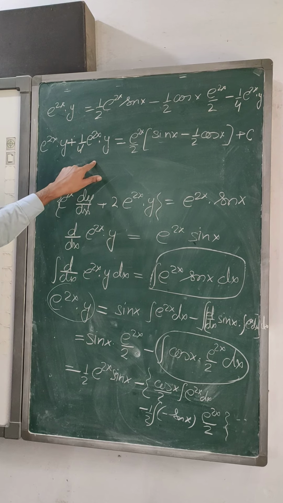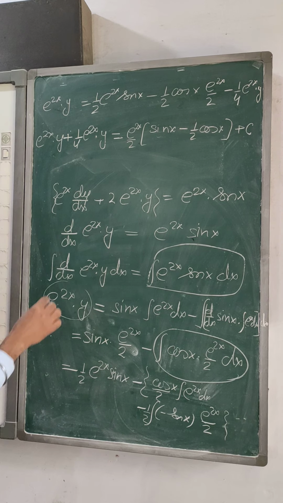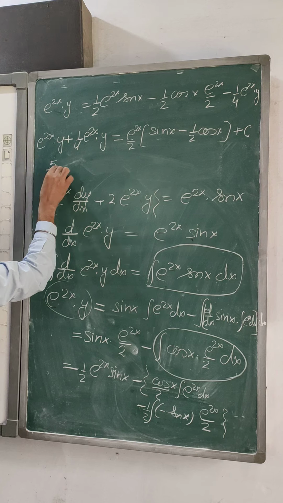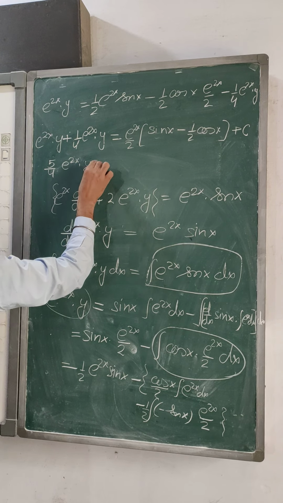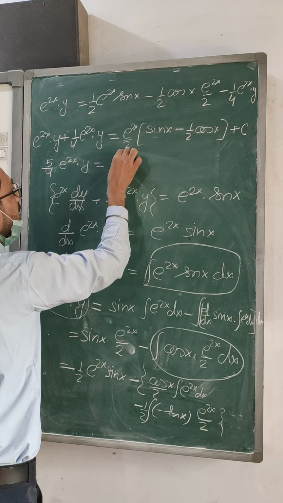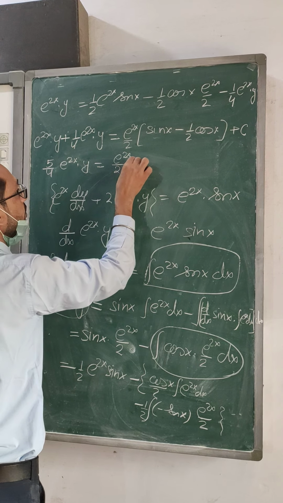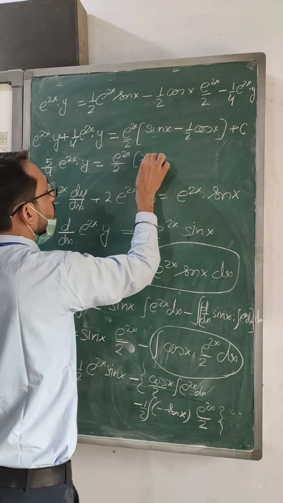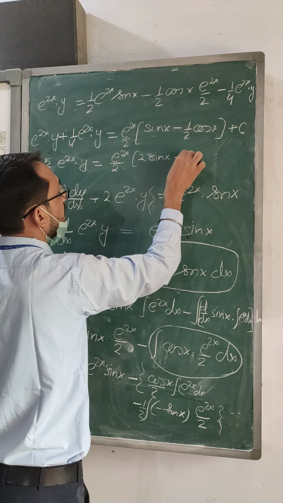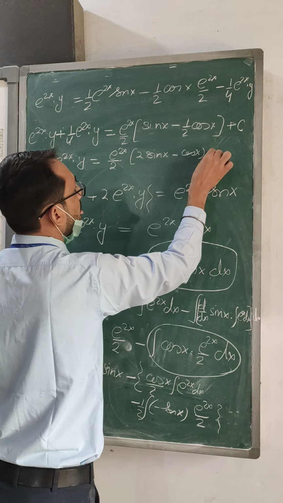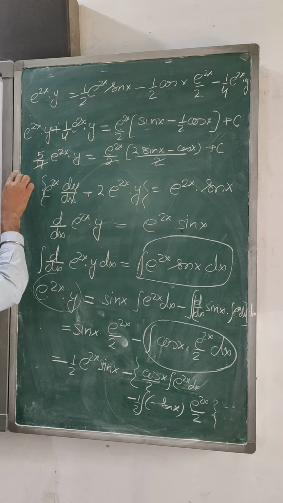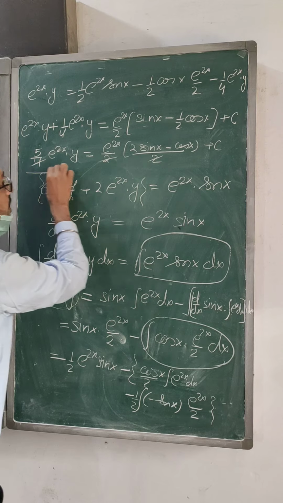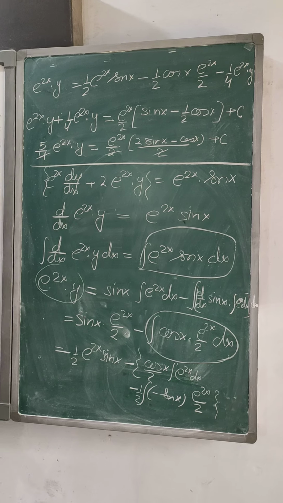On taking LCM, this will become 5 by 4 e to the power 2x into y equals e to the power 2x by 2 into sin x minus cos x plus c, whole upon 2. This 2 will get cancelled and 5 is coming in the denominator on the other side. So this will be the answer.